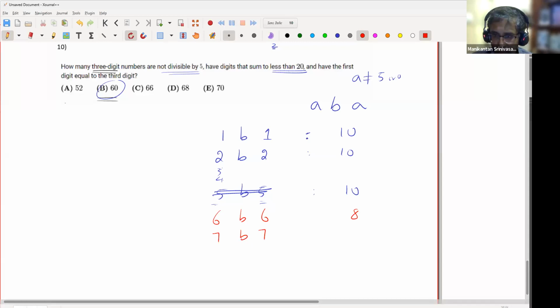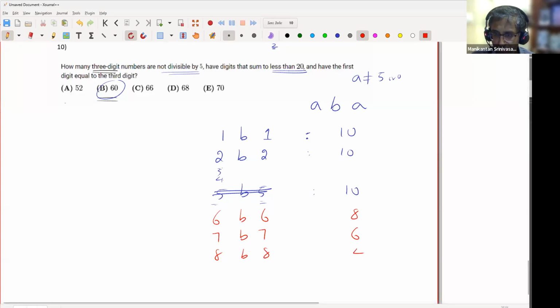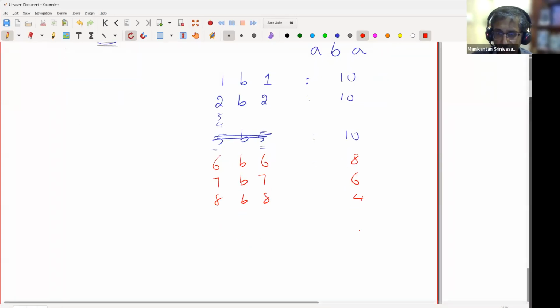And you can see the pattern. It decreases by 2 because I'm increasing by 1, and there are 2 digits, right? So this will be 4 numbers. And then if it's 9 and 9, B can be only 2 numbers, namely 0 and 1. So which is 2 numbers.